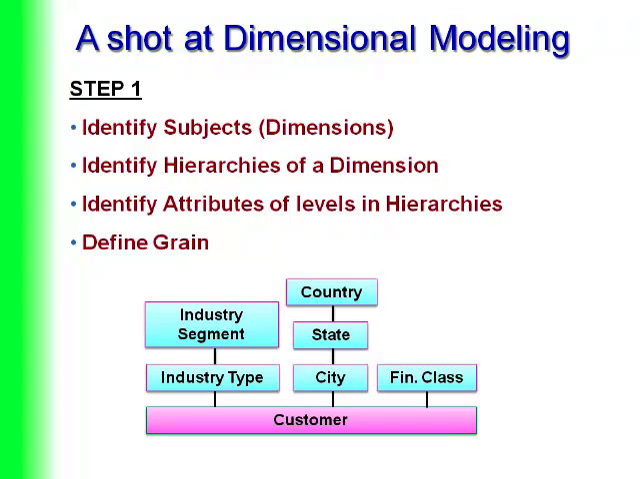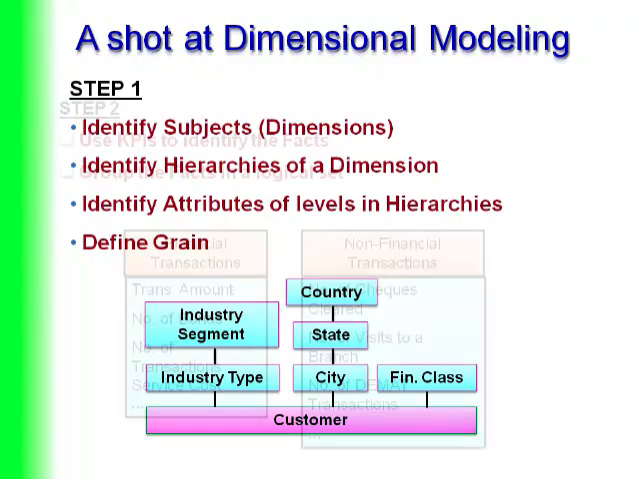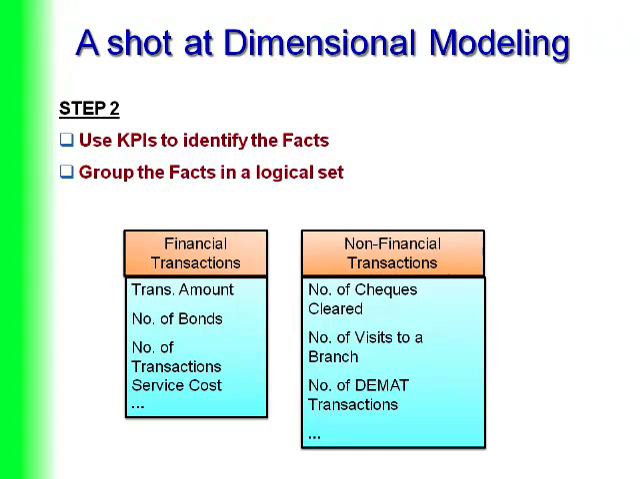In a more elaborate way, we'll discuss how to model the dimension table. I repeat, how to design a dimensional model. First step, identify the subjects, that means dimensions. Identify the hierarchies of a dimension. Identify attributes of levels in hierarchies and define grain. Once these are identified, then we need to use key performance indicators to identify the facts and group the facts in a logical set form.